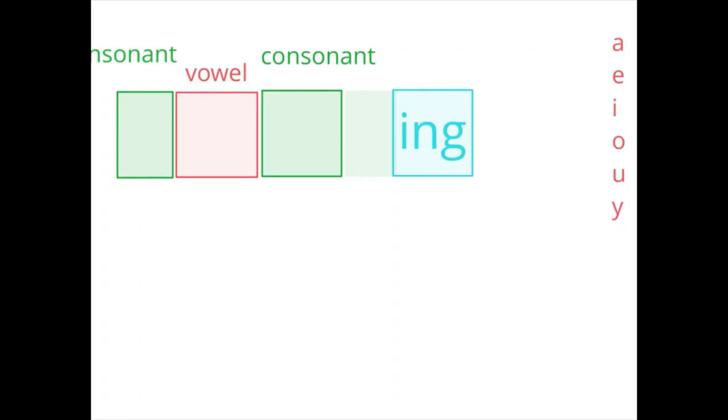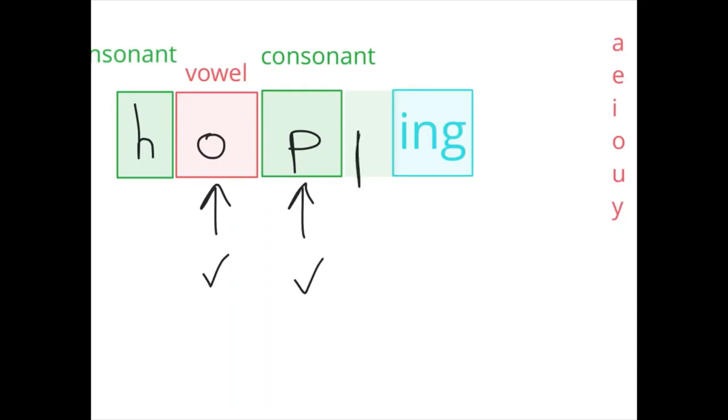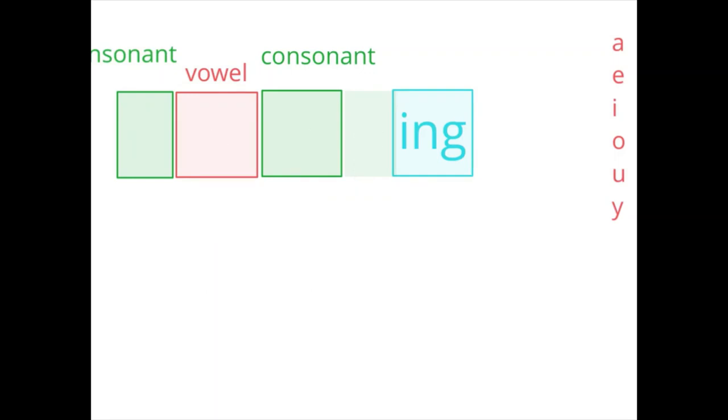Let's try the word hop. Hop. So let's check. We only have one vowel, check. We only have one letter in the last consonant box, check. And so we are going to double the final P before we add ing. Let's look at the word swim one more time. There is only one vowel here, and there is only one consonant here.